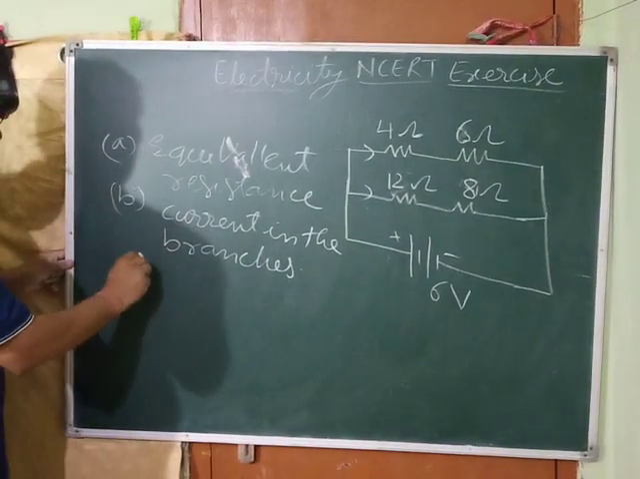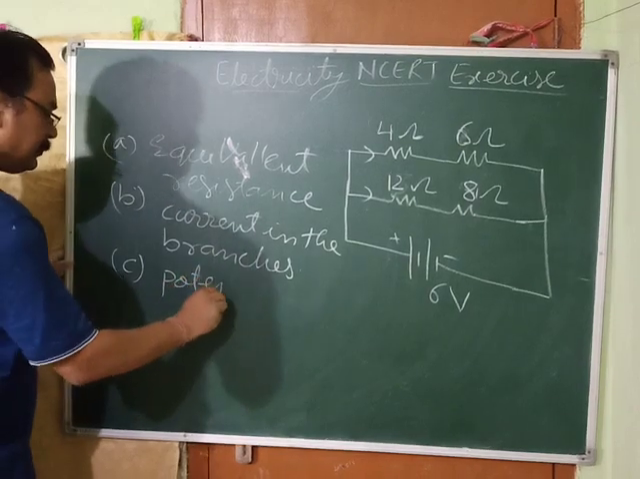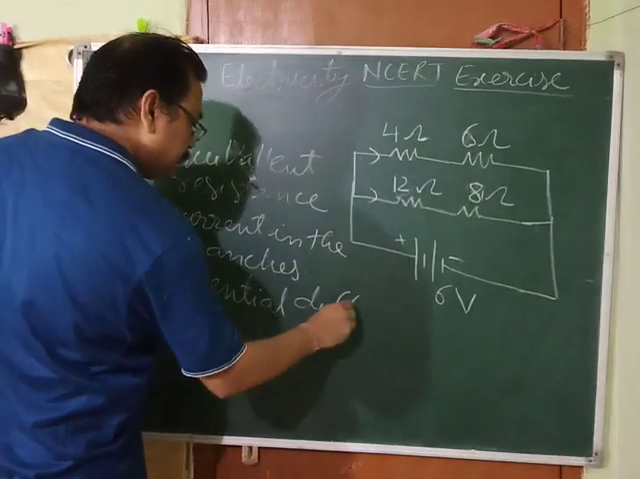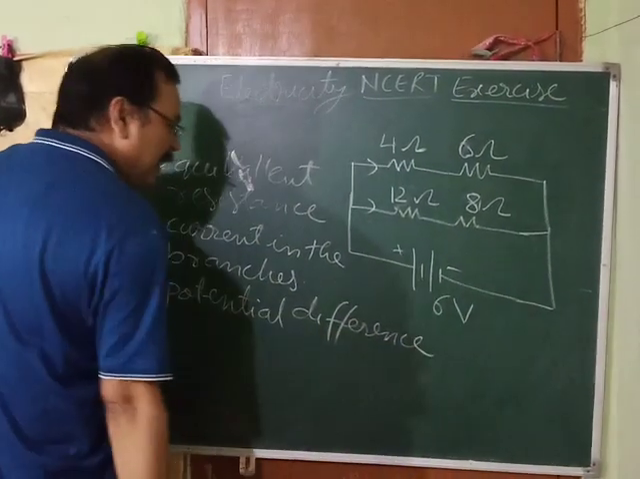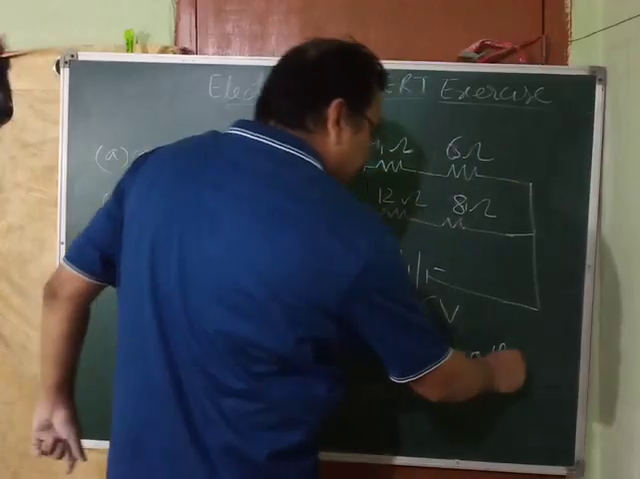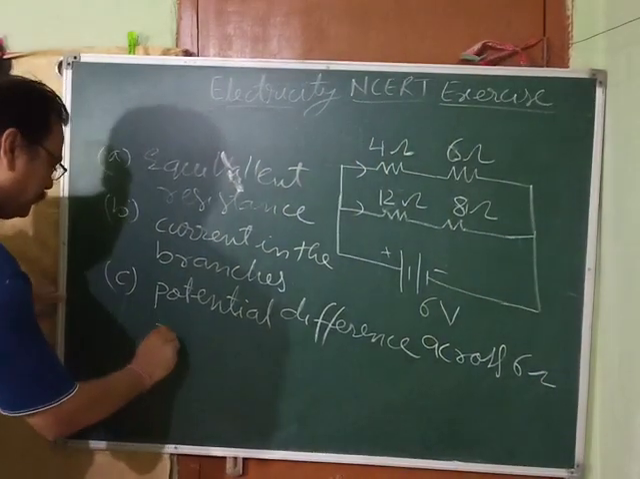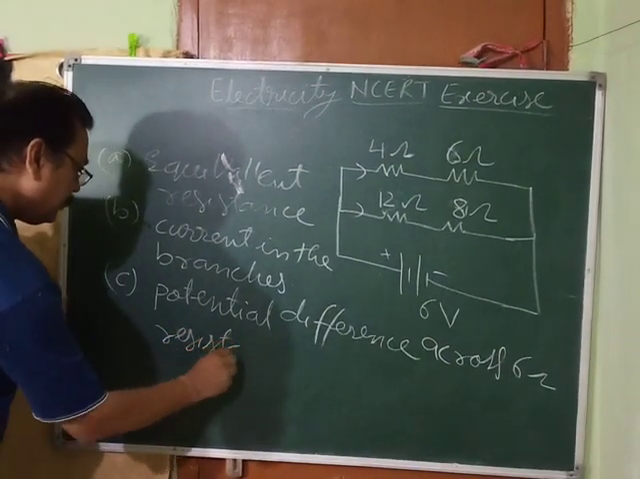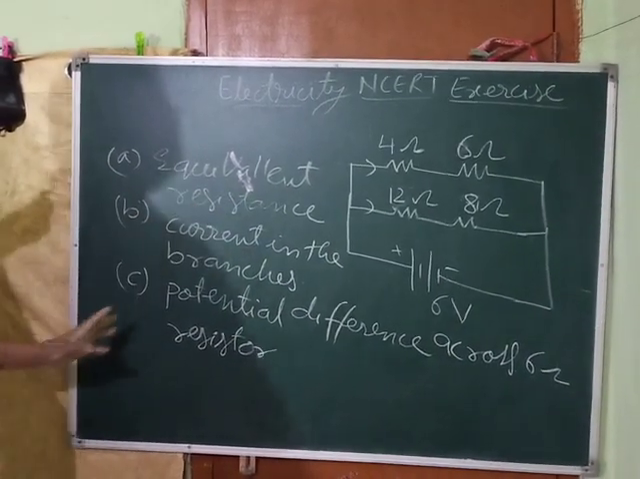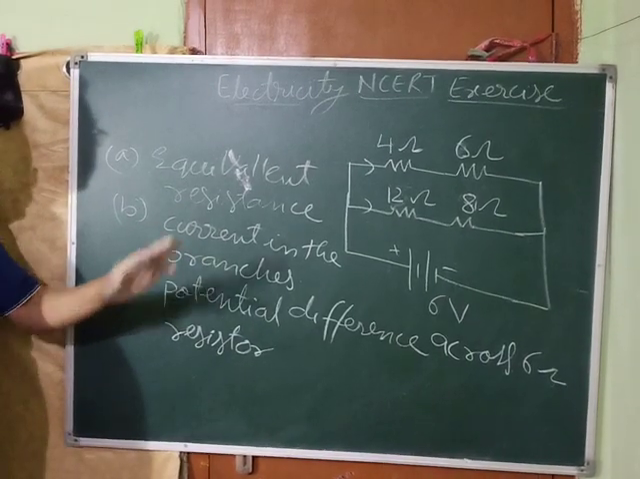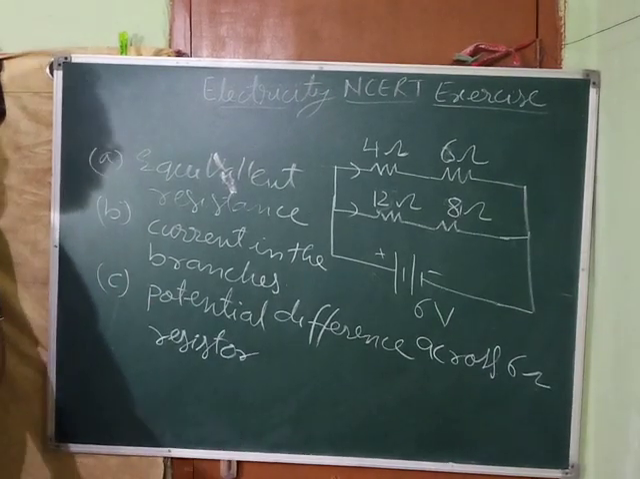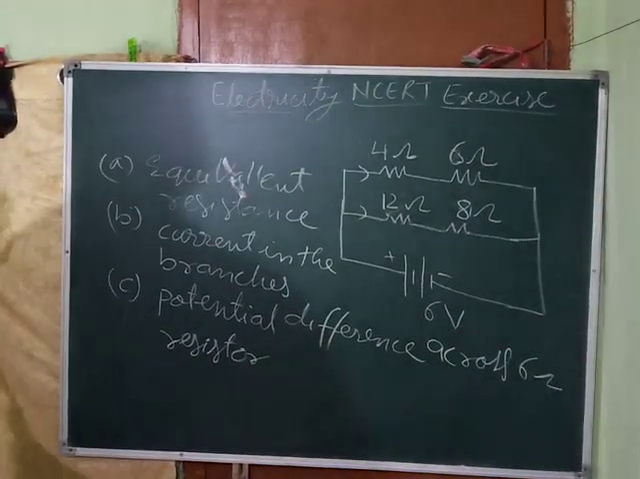Third, what we have to find out? Potential difference across how much? 6 ohm resistor. Okay, these three things we have to find out. First, equivalent resistance of the circuit. Second, current in the branches. Third, potential difference across the 6 ohm resistor. Okay, so let's see, we find the equivalent resistance first.